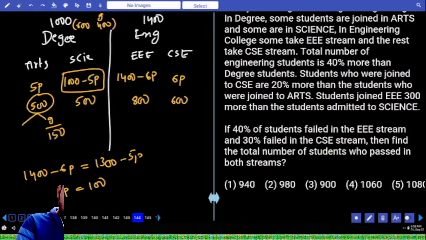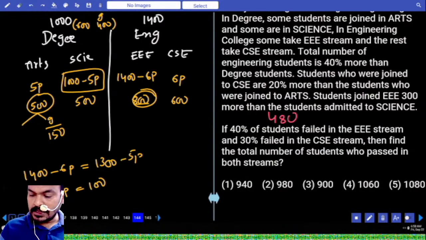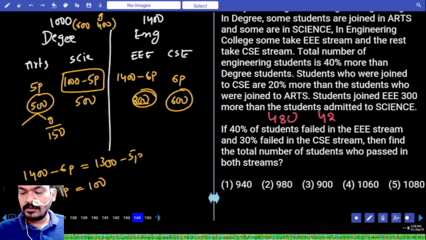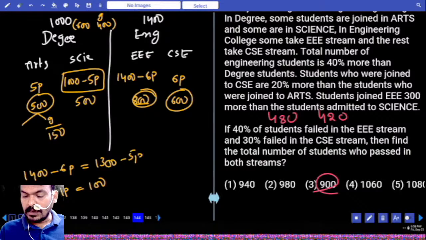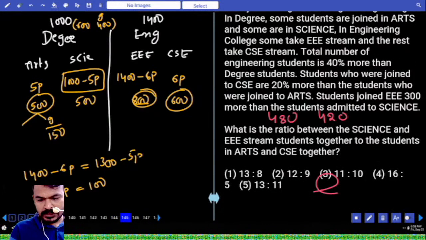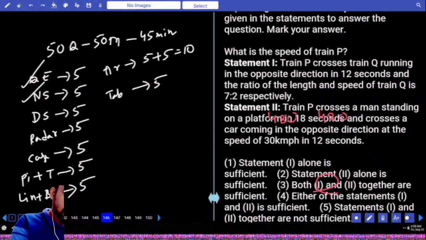EEE is 800. 40% fail means remaining 60%. What is 60% of 800? 480. 30% fail means remaining 70%. 70% of 1,400 is 980. Total 900. Next, I think 145 is a direct question. Next, again quadratic equation, number series, data sufficiency, caselet completed.